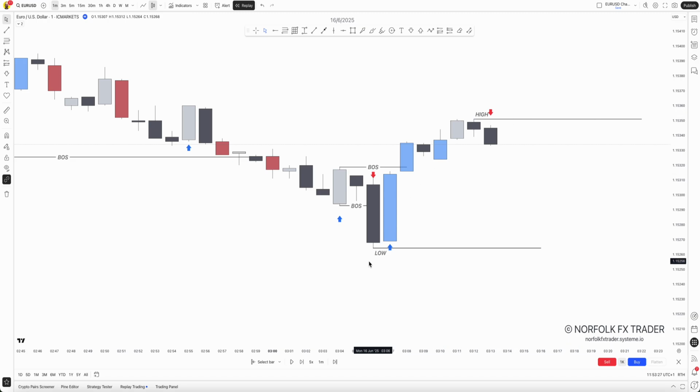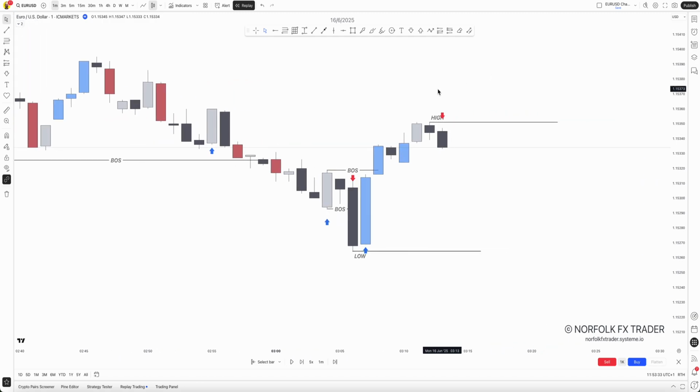Now we look back, there's your current low to high. So you look for price to want to pull back to continue bullish. And that's how you read this structure. And it works across multiple time frames.